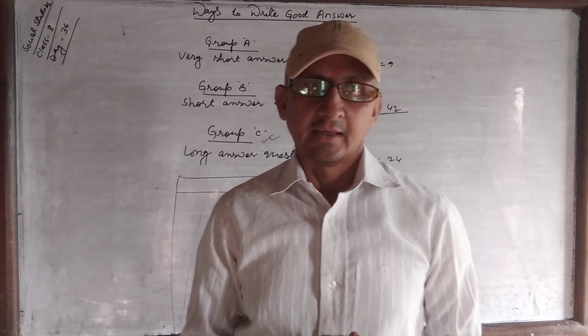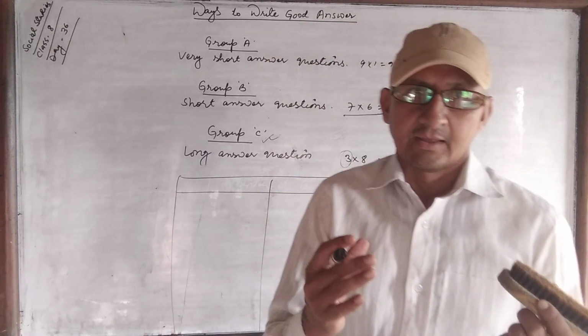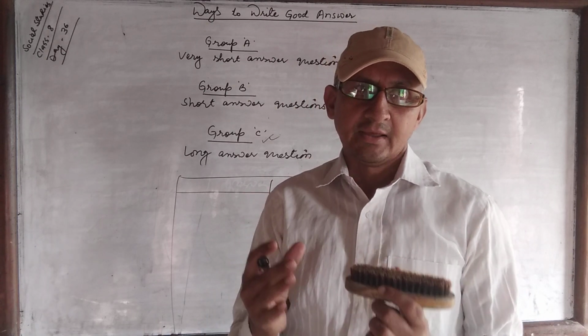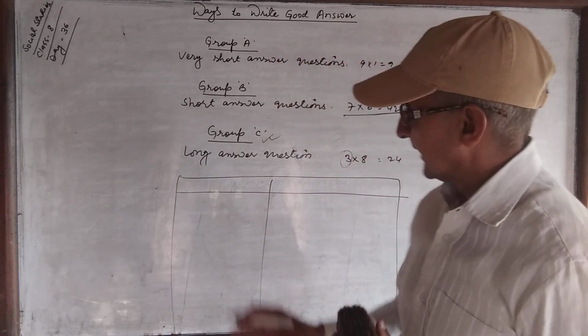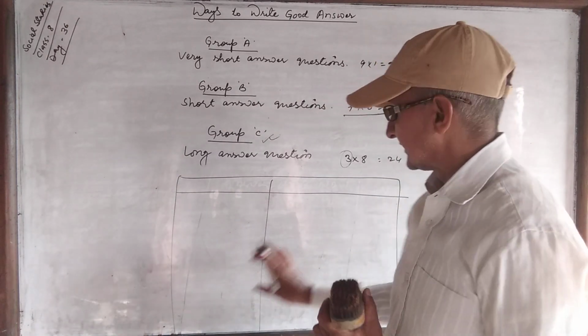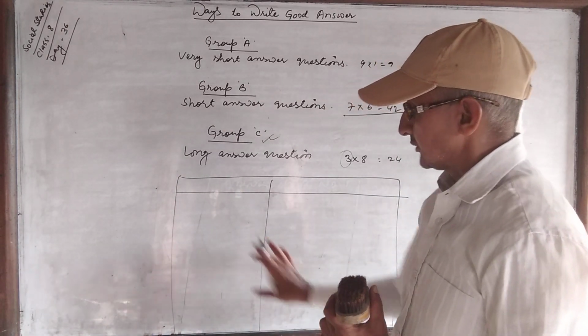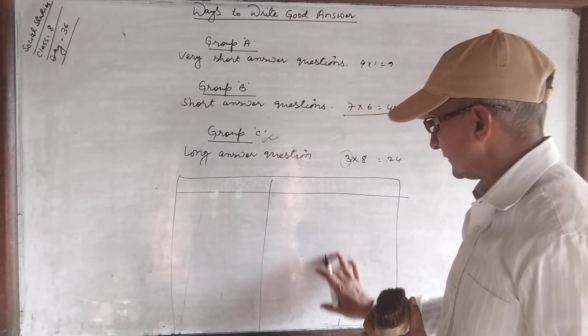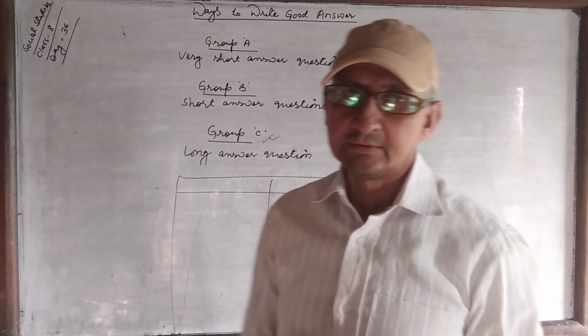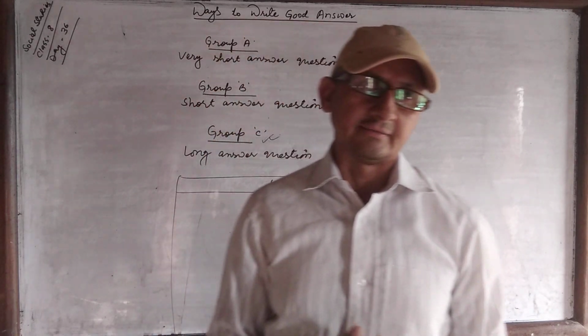Write the name and the function of organization. Sometimes you are asked to write the name of the organization and their function. Right? So in one column you have to write down the name of the organization. In another column you have to write the function of the organization. Right?